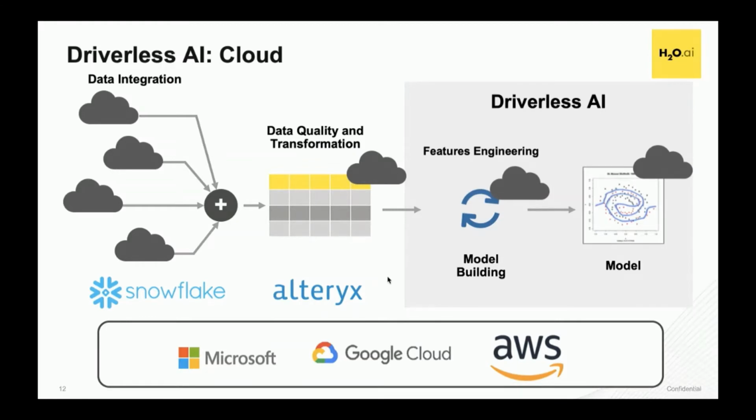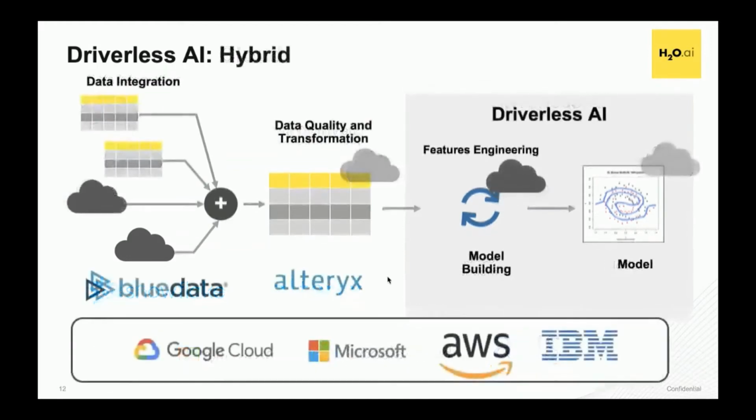All right, this is a hybrid deployment with Driverless AI. The difference here is on the left, where you have data sources sitting on-prem, or part of it on-prem and part of it on the cloud, and you follow the same procedures. Again, coming all the way to the right, the deployment could be in the cloud or on-prem using a REST server, etc.